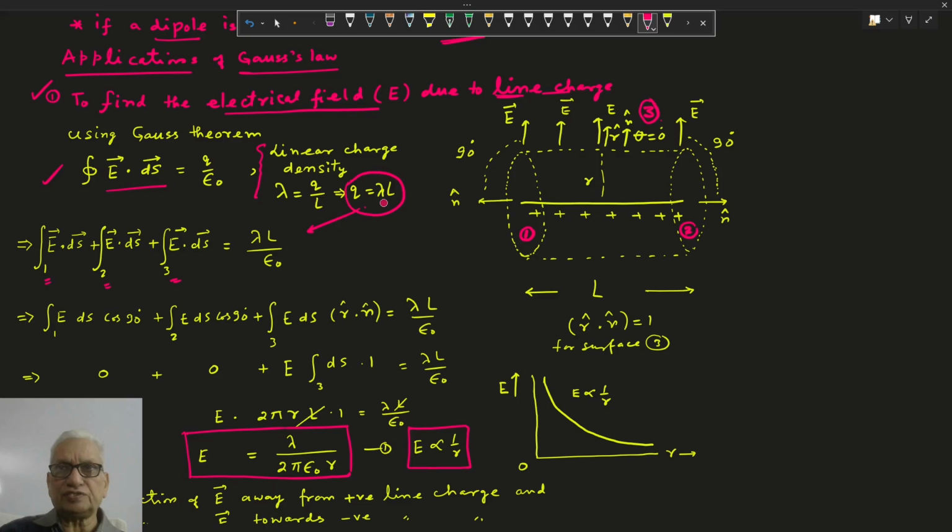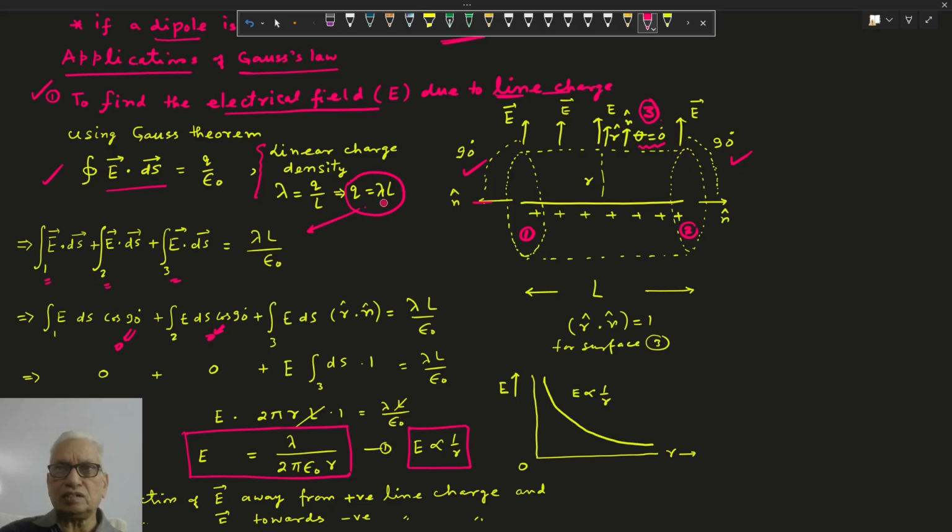For the first surface, the angle between the electrical field and the normal vector is 90 degrees. For the second surface also, it is 90 degrees. Cos 90 will be 0, we know. So for the first part and second part it will be 0. But for the third part, r cap and n cap are parallel. So the angle here is 0 degrees, or r cap dot n cap is 1, we know. E is constant, we have to find ds.